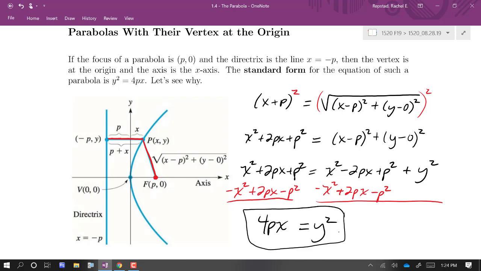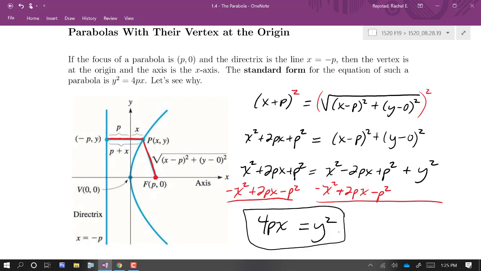More broadly, and we'll look at this when we look at parabolas whose vertices are elsewhere, p will always represent the distance between the vertex and the focus, the directed distance, right? So whether this is positive or negative will tell us if it opens to the right or to the left. But p may not always represent the coordinate if the vertex were located elsewhere.